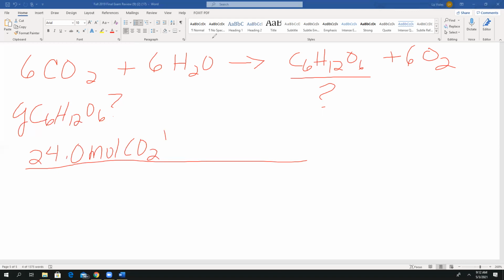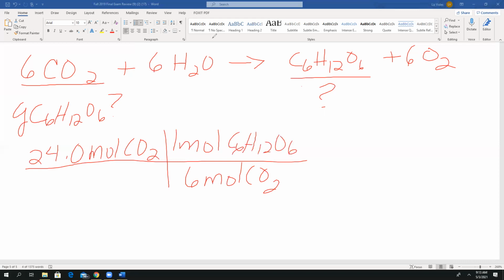Okay, so first thing to do, it's already in moles, so we don't have to convert that part. But we do need to do one thing. We need to do the molar ratio, 6:1. So there are 6 moles of CO2 for every 1 mole of glucose, which is C6H12O6. Now, next, now we need the molar mass. 1 mole of C6H12O6.